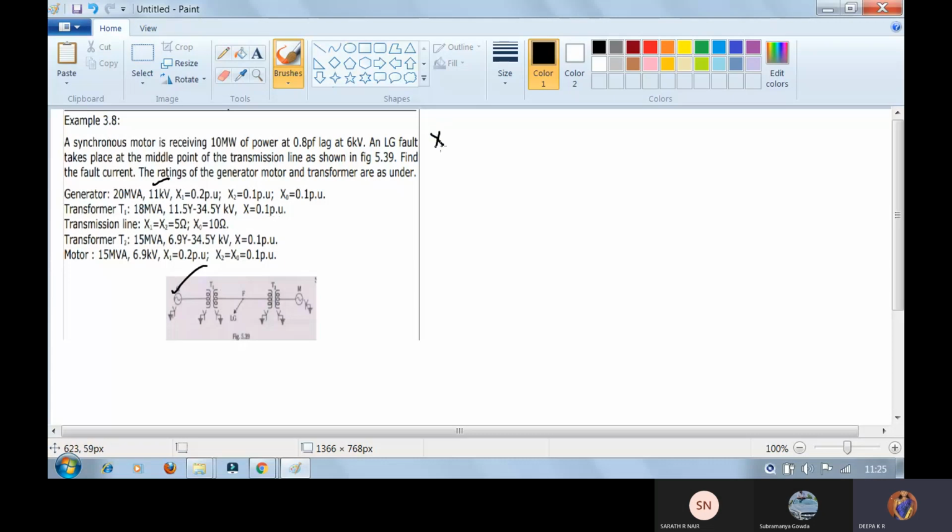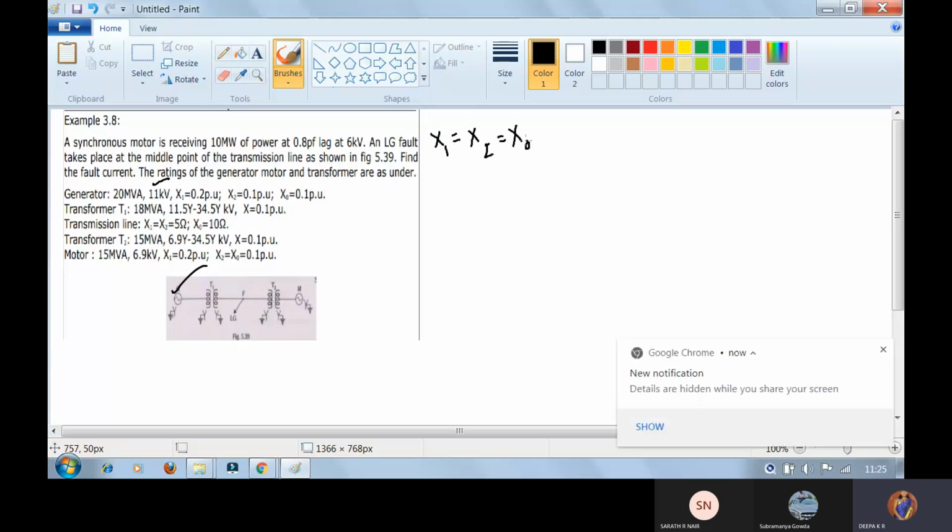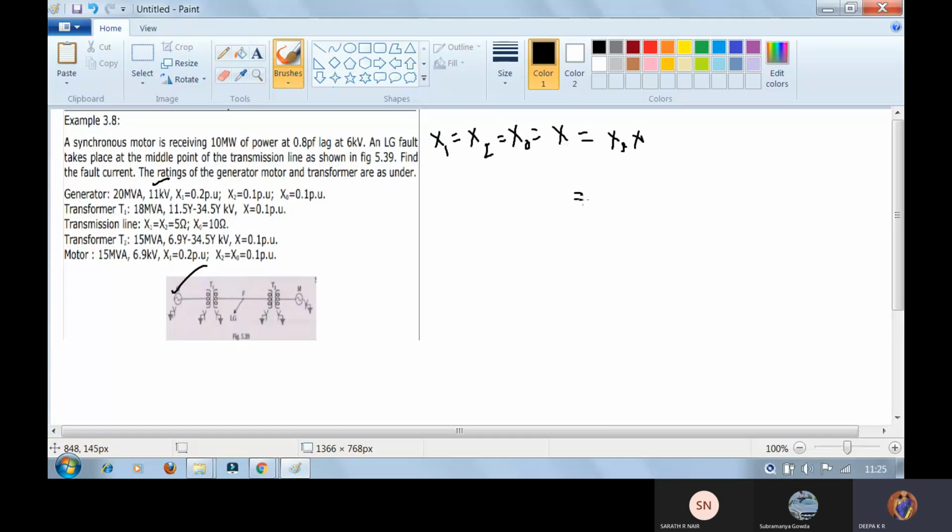So just for my sake, I'm writing it as X1 is equal to X2 is equal to X0. It is nothing but X is equal to, now you start the formula, X in ohm value into MVA, all this formula. You write it, I'll just put the values. So the X value, how much they have given, a common value, 0.1 into MVA new value. MVA new value is how much? It is 20 MVA. And MVA old value, what is the transformer old value? It is 18.